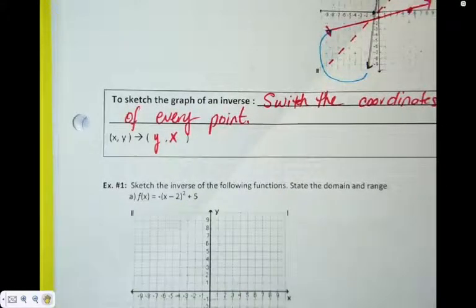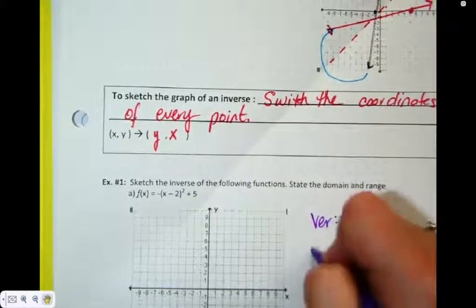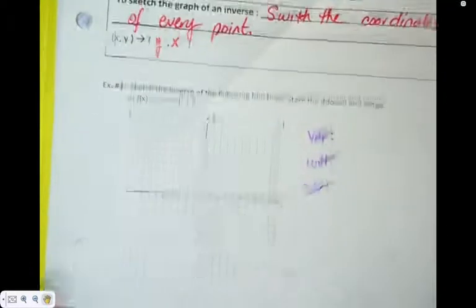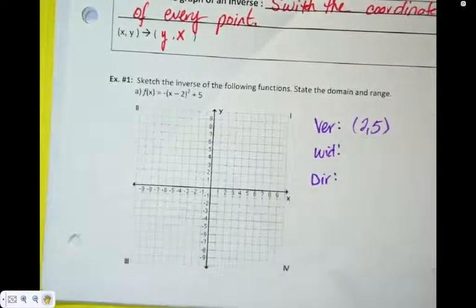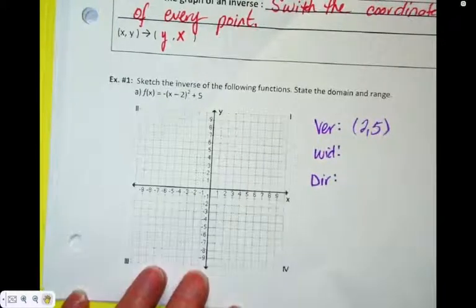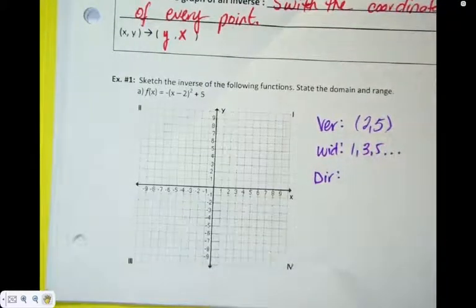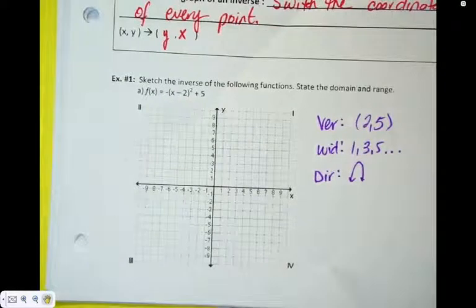Quadratic, what are the three pieces of information you need to draw a quadratic? The vertex is (2, 5). Confirm. Nobody confirming. No, very good. The width? 1, 3, 5. Confirm. Direction? Down. How do you know? Negative in front of it. And because that negative is a vertical reflection, and vertical reflection flips it down.